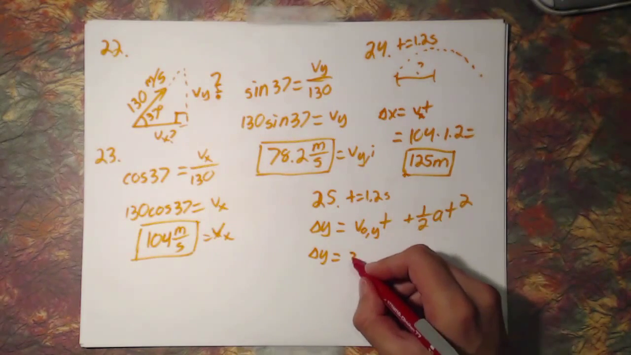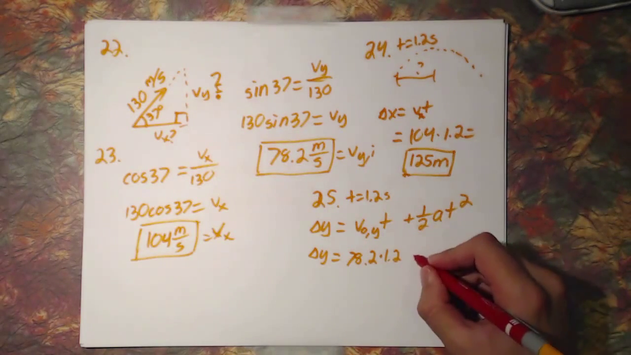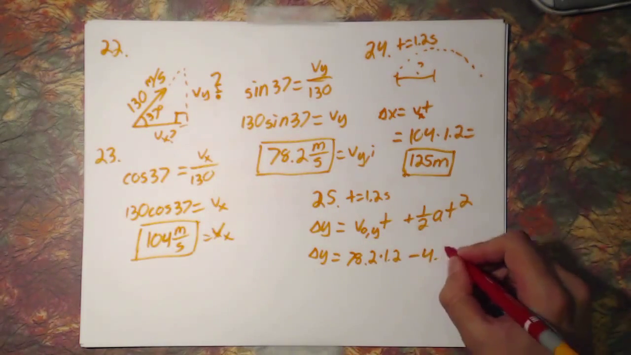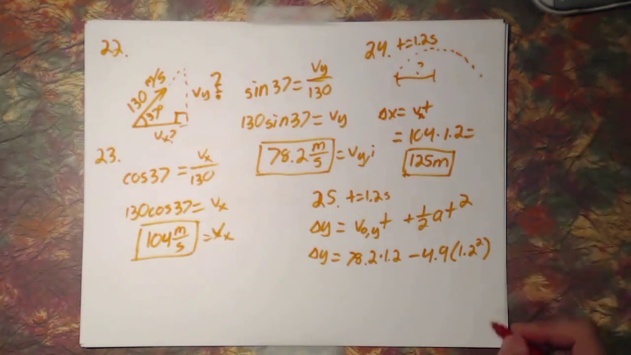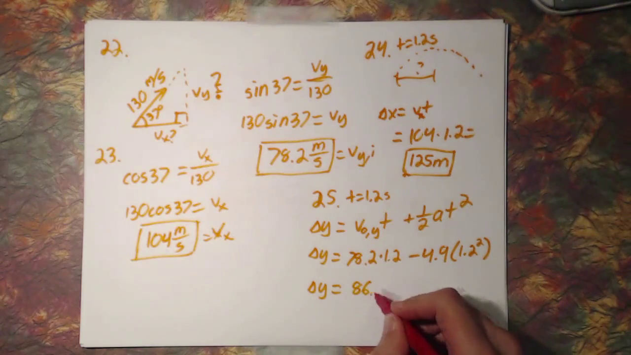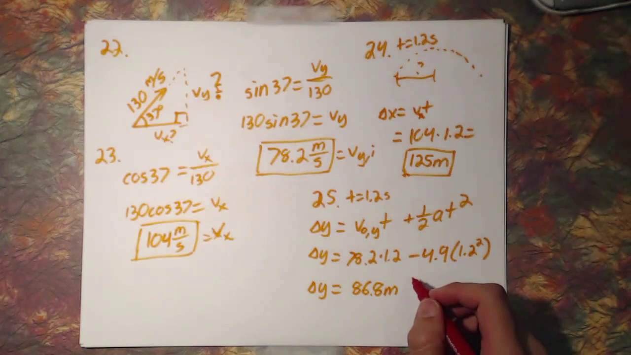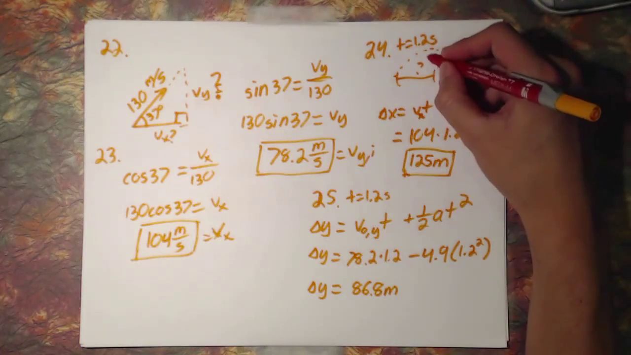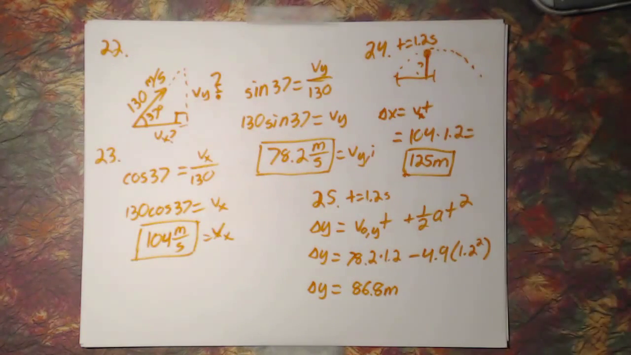So this is 78.2 times 1.2 seconds minus 1/2 a times 1.2 squared. You plug that all into your calculator, and if I did my math right, you should get delta y equals 86.8 meters. So that means after 1.2 seconds, the height is 86.8 meters.